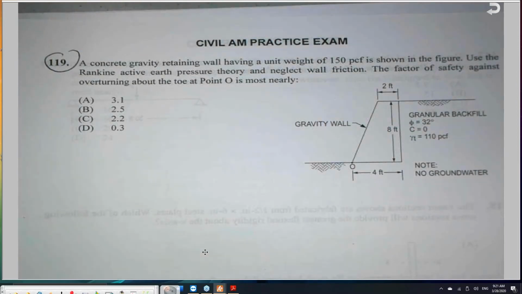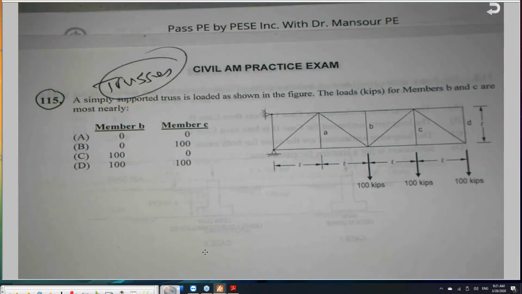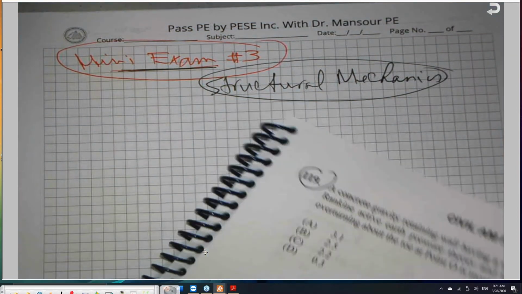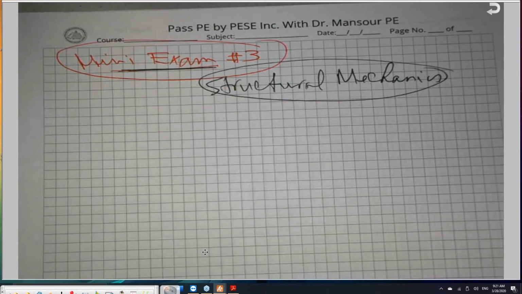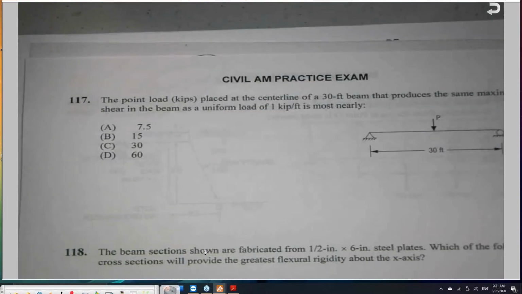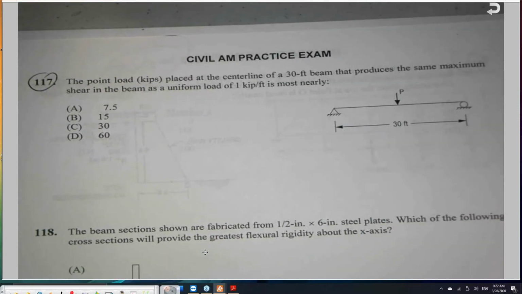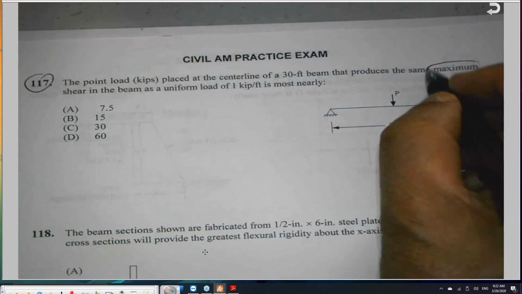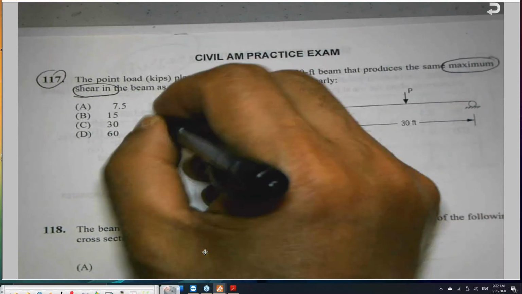Another topic, problem 119 is talking about, let me see here, why did this jump? There is a jump here, probably the pages are not in order. Anyway, 117 is another beam, a simply supported beam, and here it is talking about the maximum shear. So maximum shear.